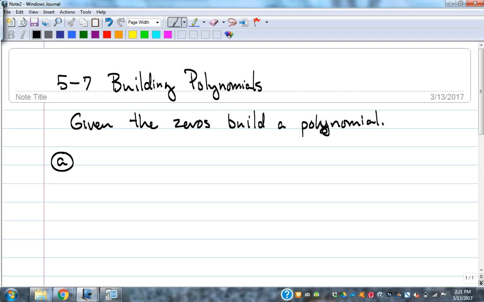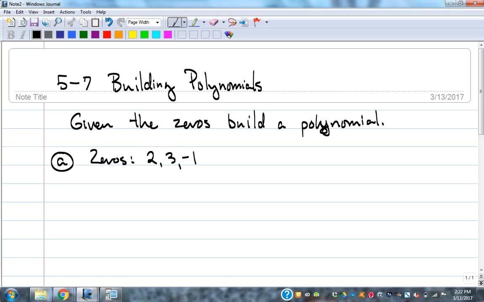All right, so example A, zeros are 2, 3, and -1. Okay, so we're given the zeros, and we want to go backwards and build the polynomial that came from them. The first part of the lesson was taking a polynomial, breaking it apart, and getting the zeros. Now we're getting the zeros and building the polynomial out of it. So it's going the other direction here. The key to this is the factors that each zero represents.